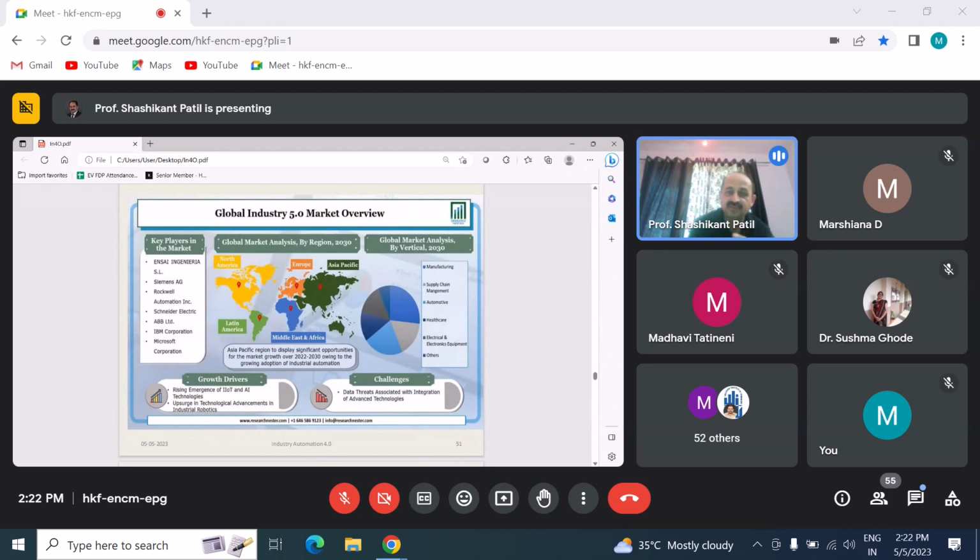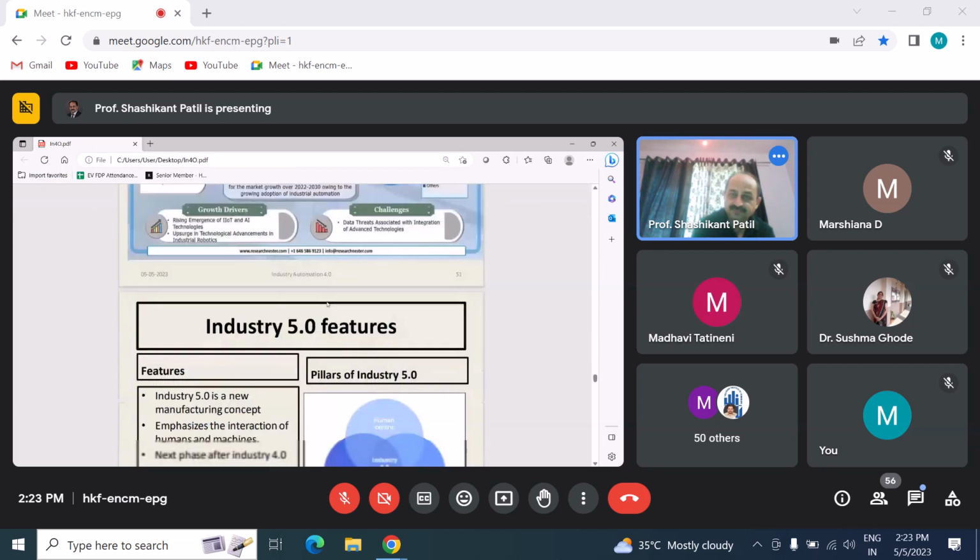So the global Industry 5.0 market overview is given here. There are many key players in the market: Rockwell Automation, ABB, IBM, Microsoft. And if you see, the growth drivers are the rising emergence of industrial automation, IIoT, and AI technologies. There is an upsurge in demand and technological advancement in industrial robotics. Cobots are coming. Then continent-wise, the global market analysis is given. Asia Pacific region displays significant opportunities. We are from the Asia Pacific region. So 2022 to 2030, owing to growing adoption of industrial automation. Then these are the market analyses: marketing, supply chain, automotive, healthcare, electrical, others, shown here. This is the global market analysis. So this picture is very encouraging, and it is very optimistic also.